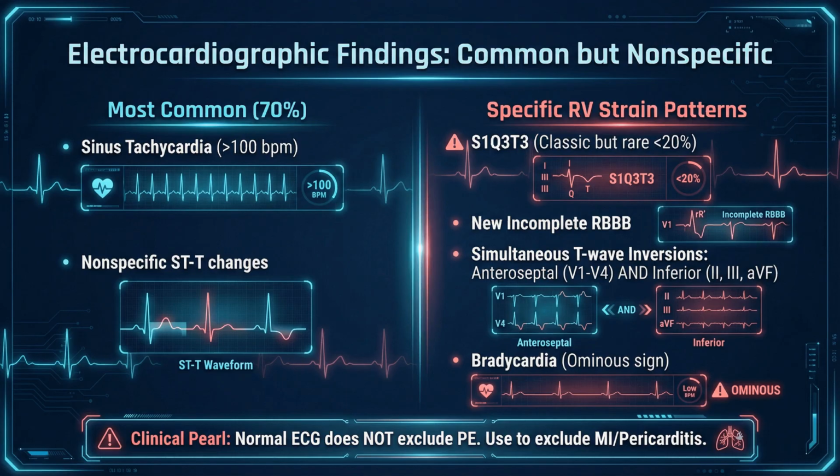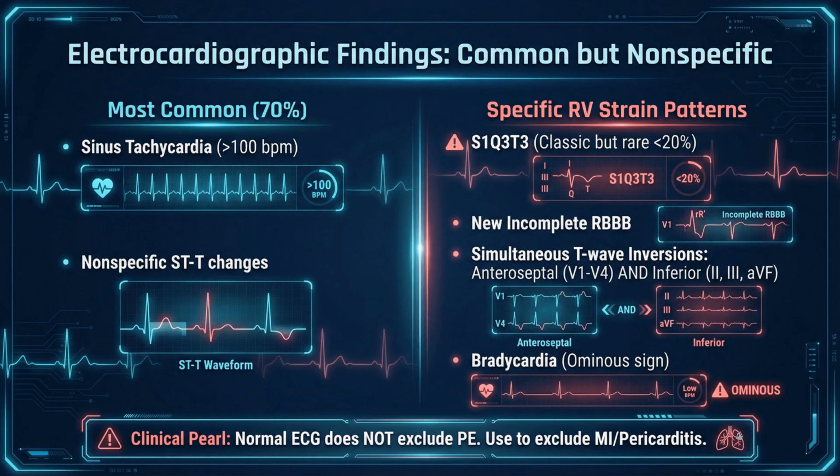You might also notice nonspecific ST-T wave changes. These alterations don't point directly to PE, but rather reflect the strain on the right ventricle or generalized cardiac stress. Now, there are some ECG patterns more suggestive of right ventricular strain, although these are less common. The classic S1Q3T3 pattern, an S wave in lead I, Q wave in lead 3, and inverted T wave in lead 3, is well known but actually seen in fewer than 20% of patients.